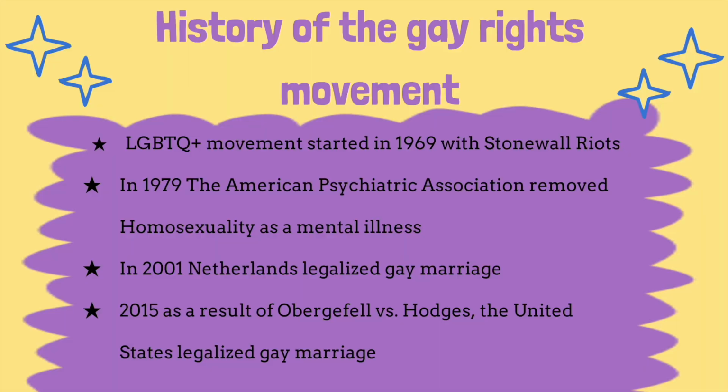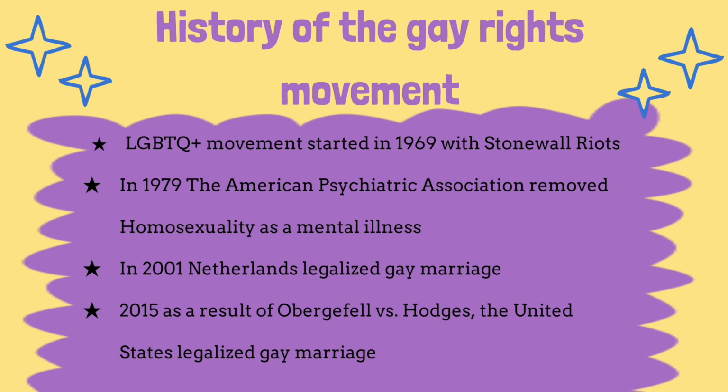The LGBTQ movement truly started in 1969 with the Stonewall riots. The Stonewall riots were a series of violent protests against the police. This began because the police raided a gay bar called the Stonewall Inn. This was the first form of protest for this movement, and the movement exploded after this in popularity.